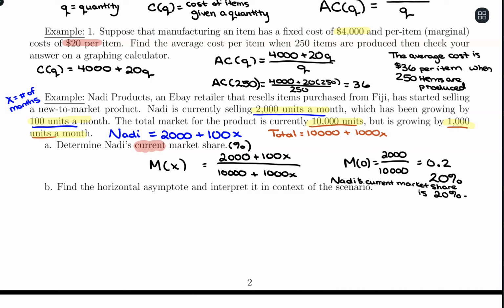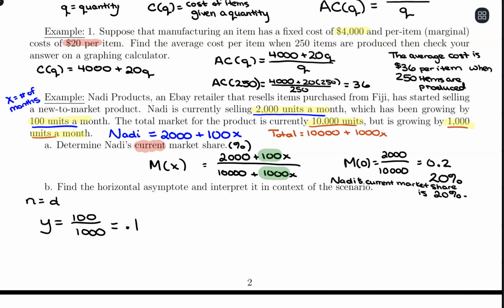Okay, find the horizontal asymptote and interpret it in the context of the scenario. So this is a case where the degree of the numerator is the same as the degree of the denominator because they're both linear. So when they're the same, we have a horizontal asymptote at y equals, and then it's going to be a ratio of the leading coefficients. So that's going to come from the 100 in the numerator, from that 100 times x, and in the denominator it was 1000 times x. So we're seeing 100 over 1000, which is 0.1.